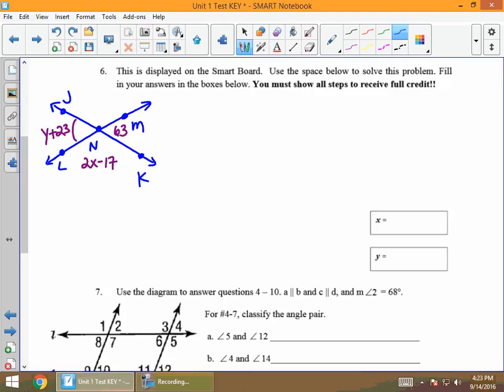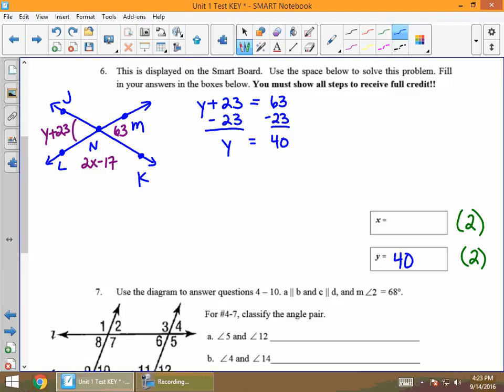So now I can actually start answering this. So the first one, if I see the vertical angles, the left angle and the right angle, JNL and MNK, those are vertical angles. Vertical angles are congruent. So y plus 23 has to equal 63. So if I want to solve this, subtract 23 on both sides. So y is equal to 40. So we'll go down there. That was worth 2 points. X is also worth 2 points.